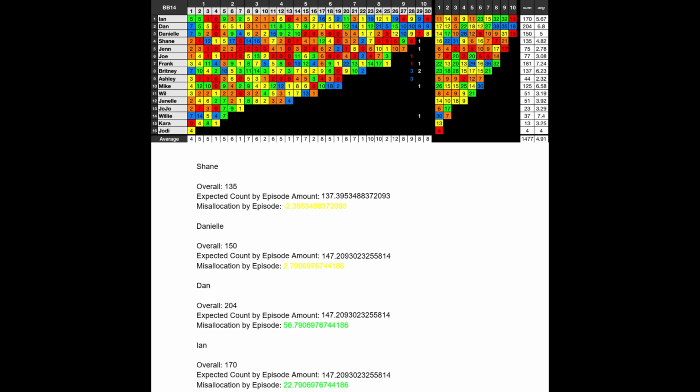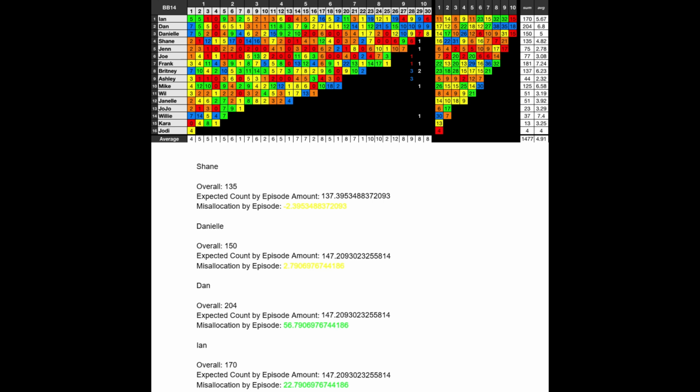Dan got 204 diary rooms, and his expected count by episode amount is 147.209, causing him to have a 56.79 misallocation amount, and essentially got 25% more diary rooms than he should have gotten, but this really isn't shocking since the producers clearly loved Dan, and he was so relevant when it comes to the gameplay and the moves of the season, so this was bound to happen.